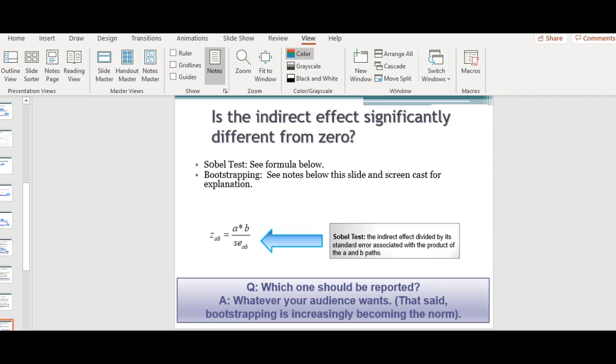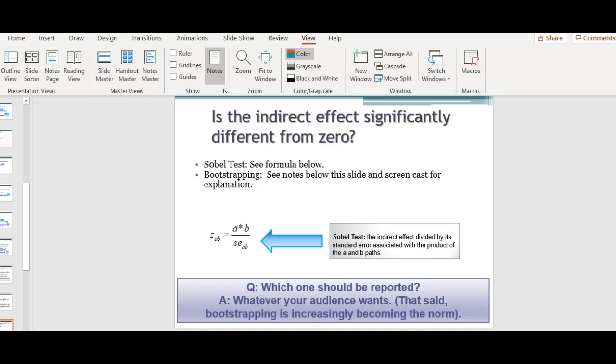If the CIs for the bootstrapped intervals contain 0, then we know it's not significant. If it does not contain 0, then it is significant at the p-value cutoff that you chose, basically.